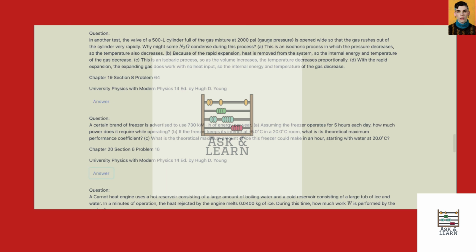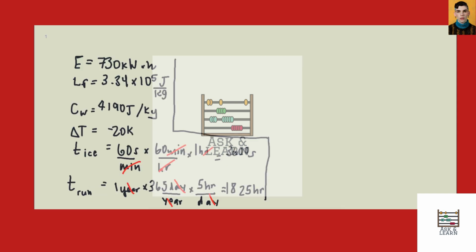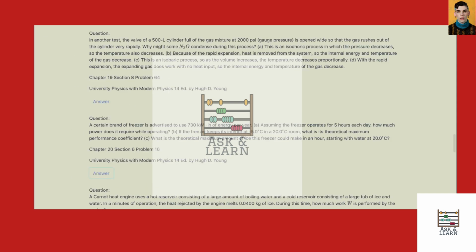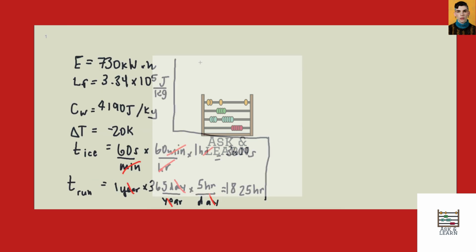Okay, so for the first part, I wrote down all of the givens ahead of time. First we want to get the power required while operating, assuming it operates for 5 hours a day. So power equals question mark. Power in general is energy over time. So this is going to be part A.